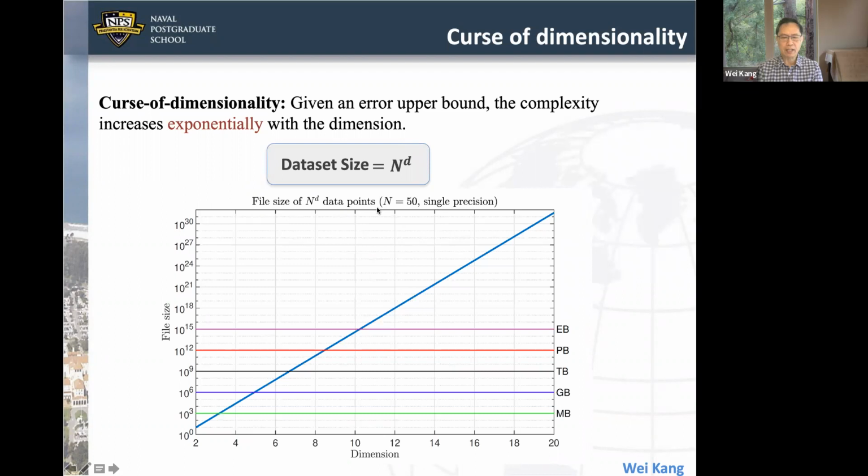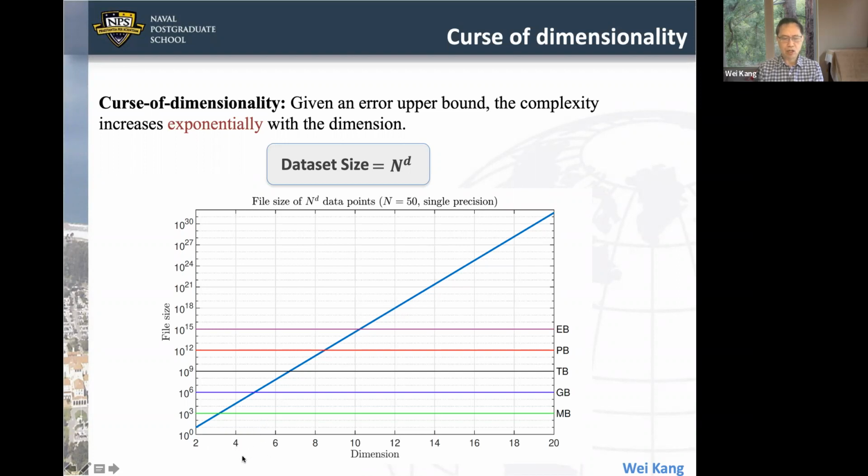Basically, let's assume that in each dimension you have 50 grid points. So it's not particularly high accuracy, okay? So you have 50 points in each dimension. Then suppose you only use single precision. Then the memory you need versus the dimensions looks like this.